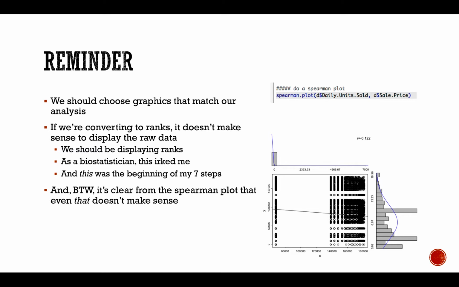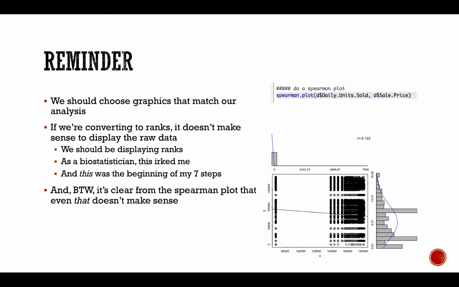And so that plot at the right, called a Spearman plot, I believe I invented that. I don't know that I've seen anybody else use it, but it basically shows the relationship between the ranked variables, and then in the off axis, it shows the distribution of the raw data. But in this situation, even a Spearman plot doesn't make sense. It just looks wonky to me.